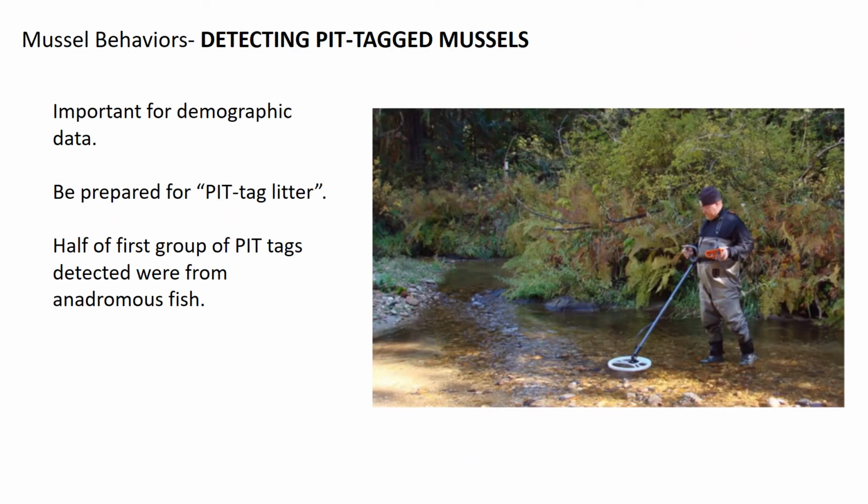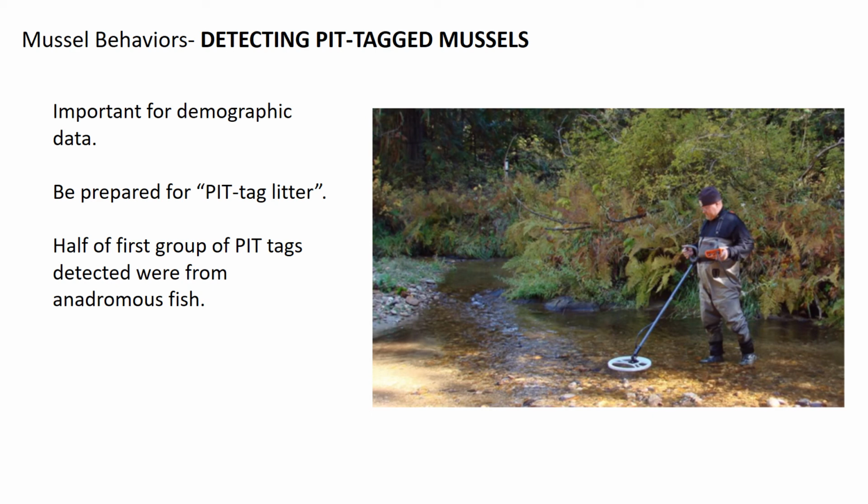Detecting pit-tagged mussels. Tagging mussels is important for collecting demographic data. If you're going to pit tag mussels, be prepared for pit tag litter. We had mussels tagged in 3 different locations, a total of 90 tags out there. And the first time we went out to find the mussels, we got 90 hits on our pit tag scanner, and we were feeling pretty good about that.